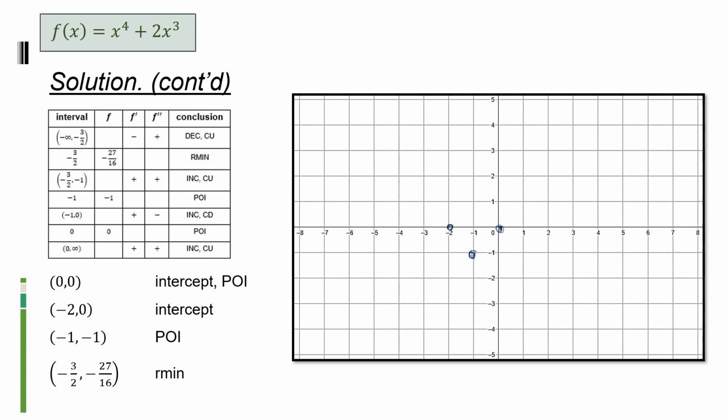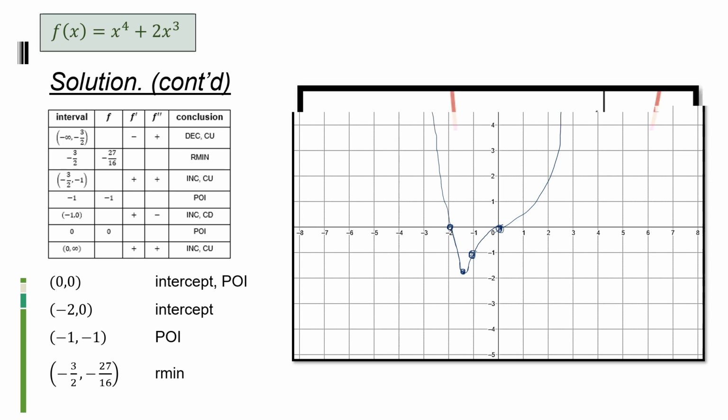Okay. Then we can now graph from negative infinity to negative 3 halves. We have a decreasing function and concave up. Okay. And then, it is an increasing function, then concave up. And then, increasing function but concave down. And then, it is an increasing function and then concave up. So, for a clearer graph, this is how it looks.